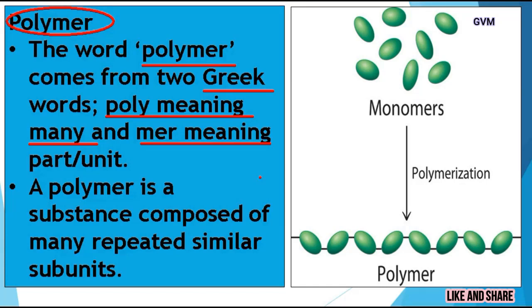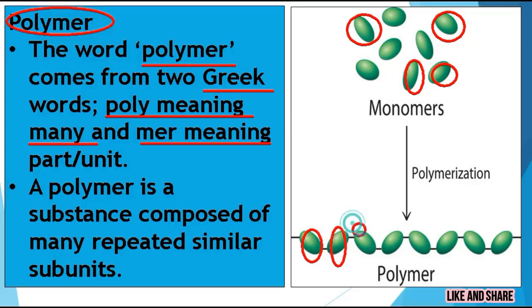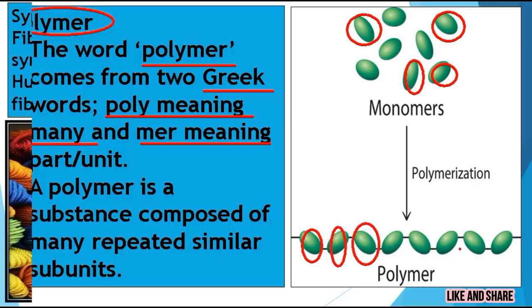Students, each fiber is made up of a single unit that is called a monomer. As you can see here in this image, the basic unit of the fabric that we wear is called a monomer, and when several monomers join with each other and form a long chain of repeated similar subunits, as you can see here, then it is called a polymer, and this whole process is known as polymerization.